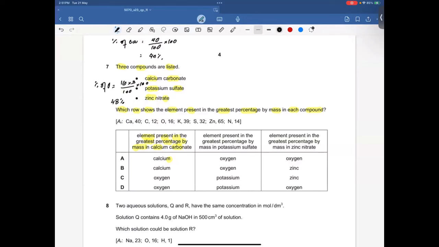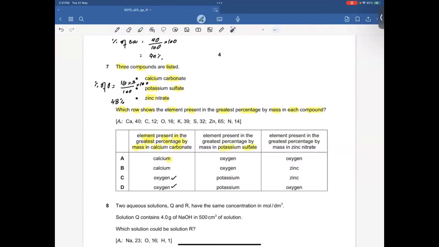Right? So, for the element with the greatest percentage by mass in calcium carbonate, obviously oxygen has the greatest percentage by mass. So oxygen would be the right answer in this scenario. Let me check potassium sulfate.